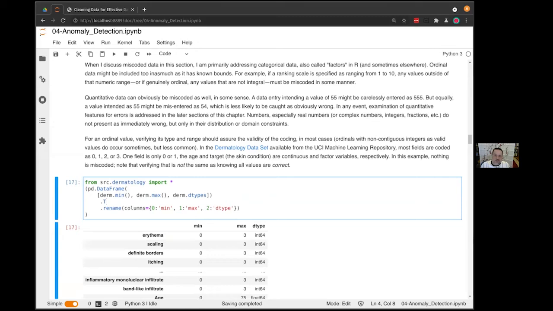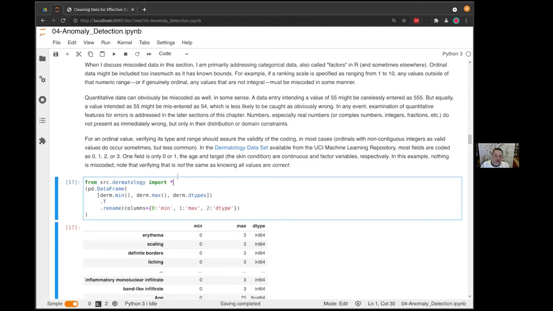But in particular, if you read the documentation on it, you see that there's this ordinal encoding of most of the characteristics. So here I'm just importing the repository for the book, and you can import a couple of objects that I put together, whether they're functions or data sets. One of those is this dermatology one.